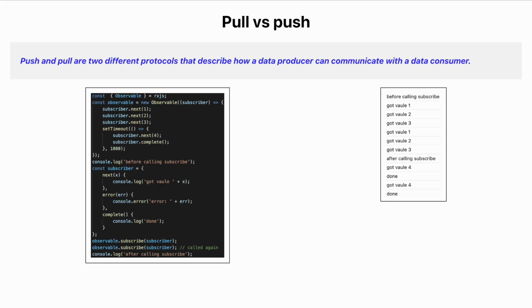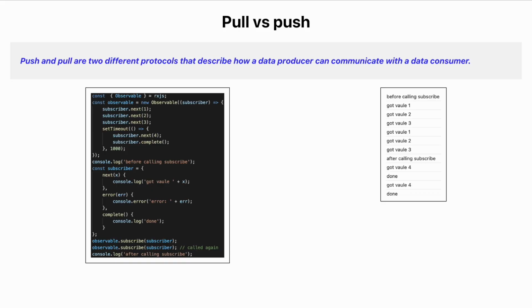Pull versus push. Push and pull are two different protocols that describe how a data producer can communicate with the data consumer. In pull systems, the consumer determines when it receives the data from the data producer. Every JavaScript function is a pull system. The function is the data producer, and the code which calls the function is consuming it by pulling out a single return value from its call.